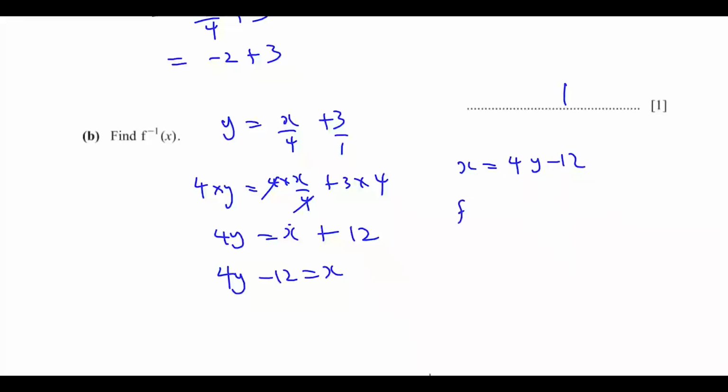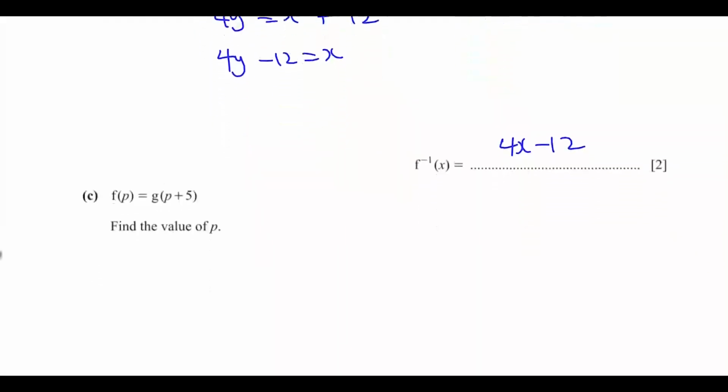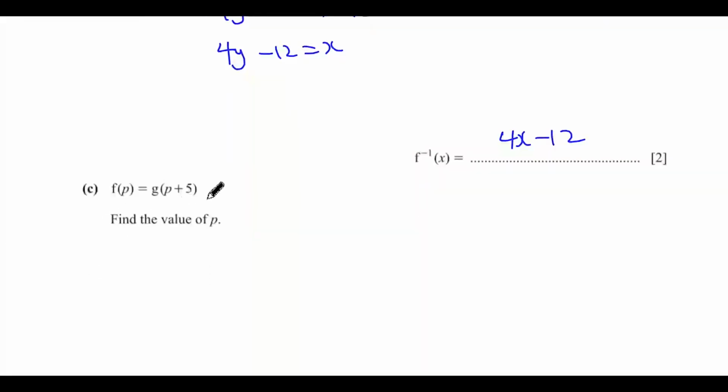So f inverse of x equals 4x minus 12. This is what you get here. So let's scroll down and put our answer here: 4x minus 12. Part C, f of p equals g of p plus 5. Okay, so find the value of p.